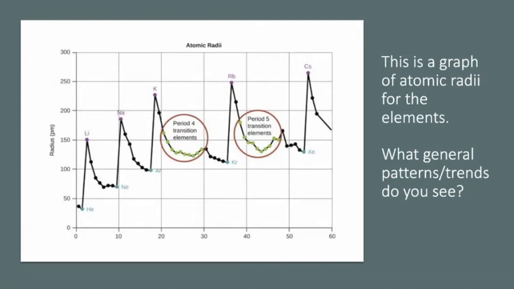Now, this is a graph that shows the trends in radius size versus atomic number. Take a look at this more closely and see if you can notice any particular trends. Now, this is something you're going to look at more closely in class.